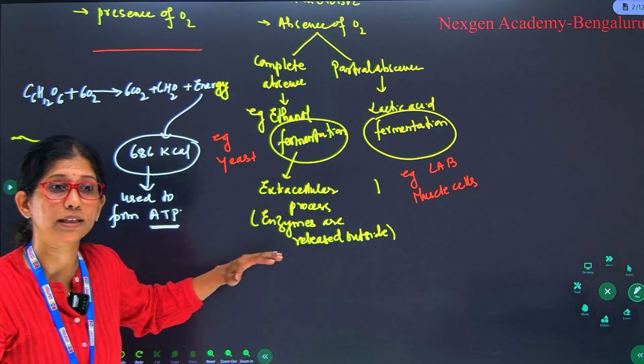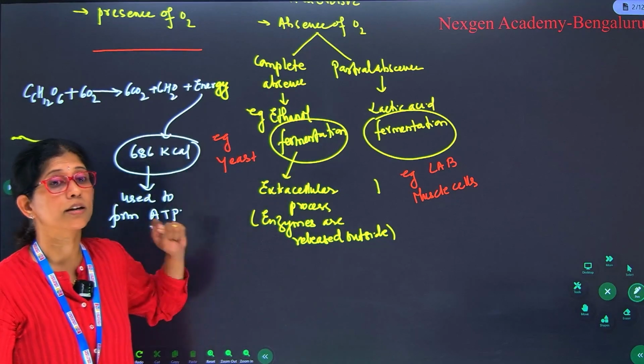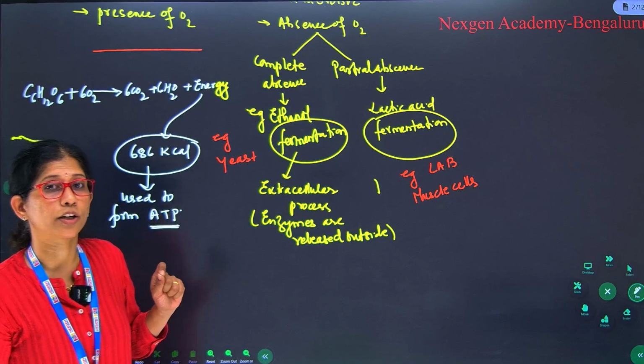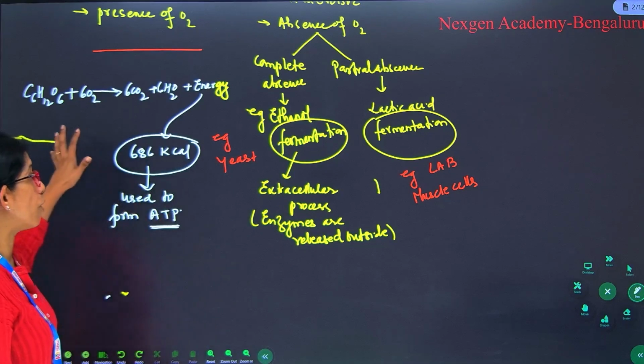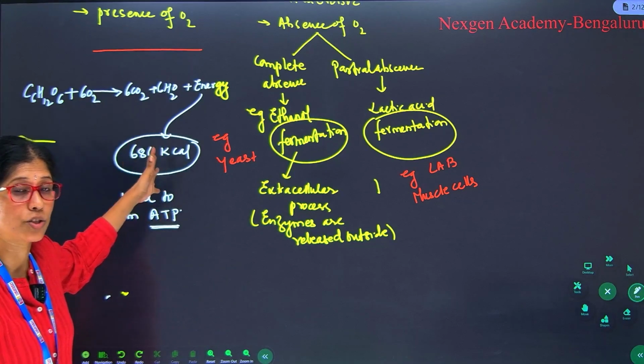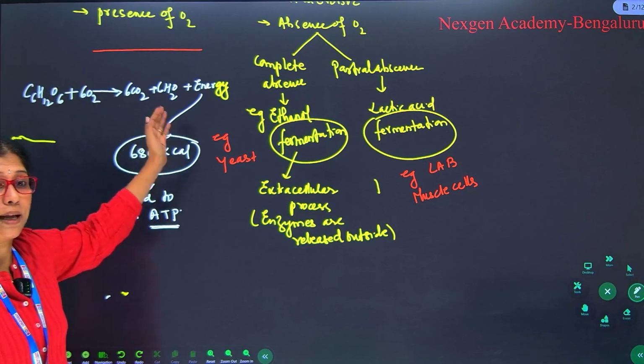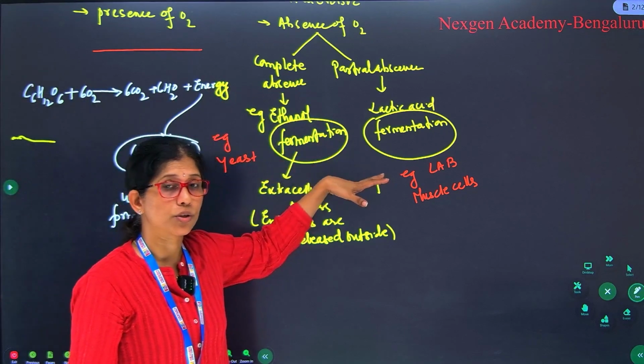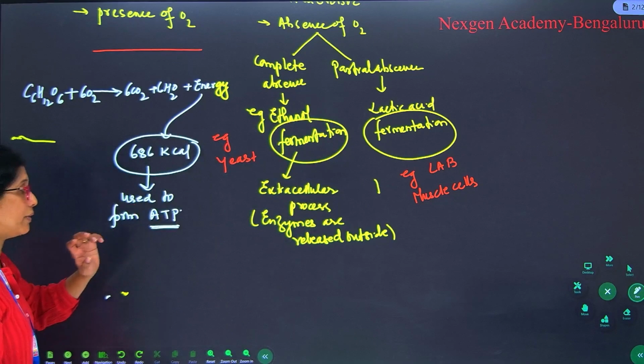So these are the two types of respiration, based on whether it is happening in the presence of oxygen or in the absence of oxygen. When it happens in the presence of oxygen, you call it aerobic. When it occurs in the absence of oxygen, you call it anaerobic. Simple, we need to remember.